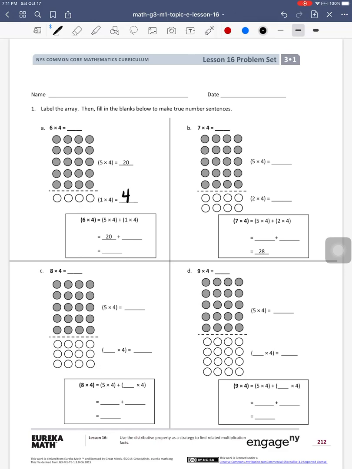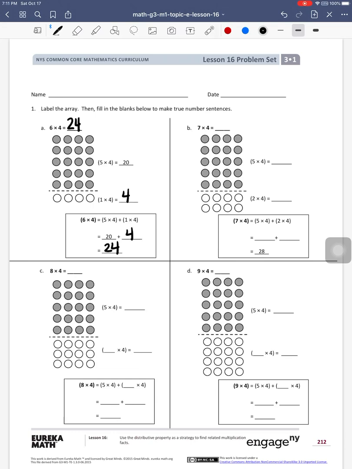So 6 times 4 equals 5 times 4, which we know is 20, and 1 times 4 is 4. Or we can add 20 plus 4, and that equals 24. So we know that 6 times 4 equals 24.